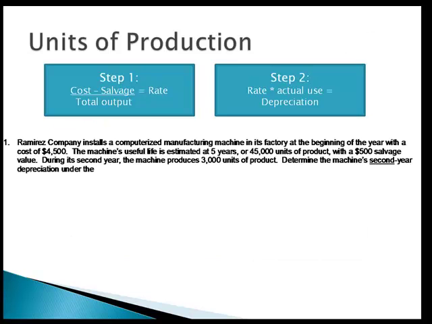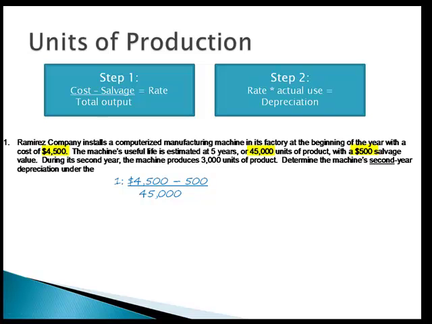Okay, let's look at Ramirez Company. This is letter 1B on your handout. So we already read through the problem. Now what we want is cost minus salvage over total output. So what are the factors we need? 4,500 minus 500 over the total units. And I like to tell students, look for the big number, because for some reason they get overwhelmed, especially on exams, and they forget. What do I do?